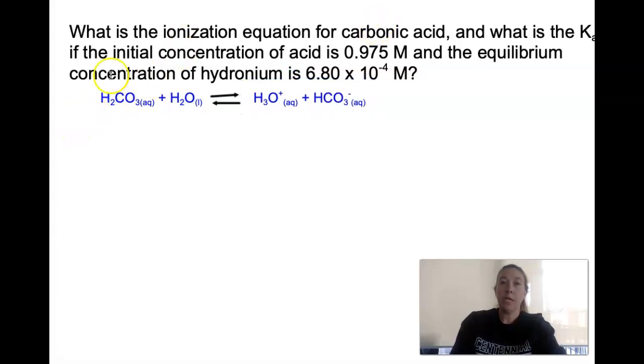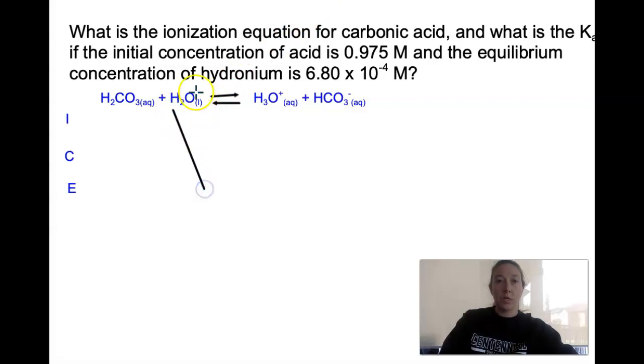Okay, so we're going to make our ice table. So we are going to have our initial, our change, and our equilibrium. Okay, so once we have our ice table set up, the next thing we're going to do is completely X the water out of our table. The reason we're going to do that is it's a liquid. It doesn't belong in our ice table. It's not going to change.